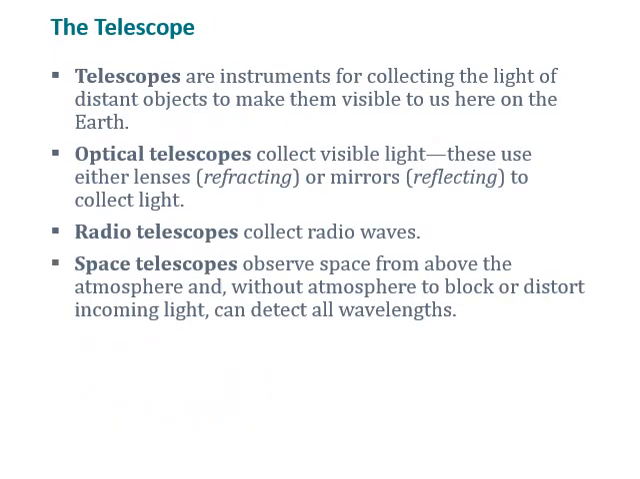We'll end our discussion on the introduction to astronomy with several slides about the telescope. Telescopes are instruments for collecting the light of distant objects to make them visible to us here on the Earth. There are several types of telescopes. Optical telescopes collect visible light. These use lenses, which are refracting, or mirrors, which are reflecting, to collect the light. Radio telescopes collect radio waves, and space telescopes observe space from above the atmosphere, and without an atmosphere to block or distort incoming light, they can detect all wavelengths.